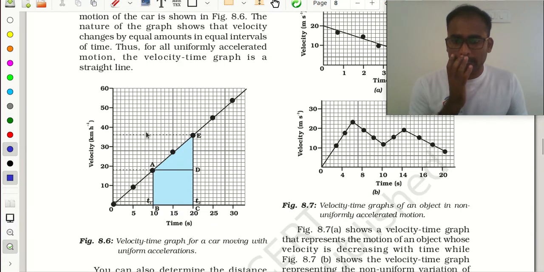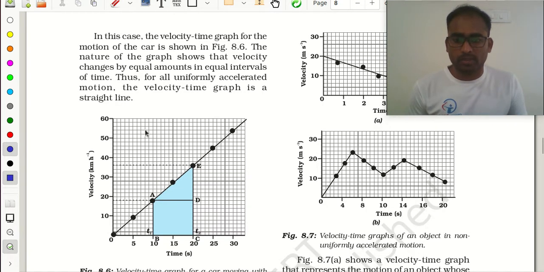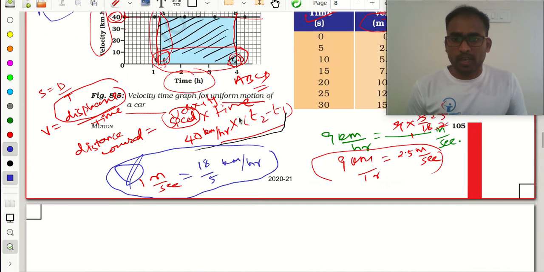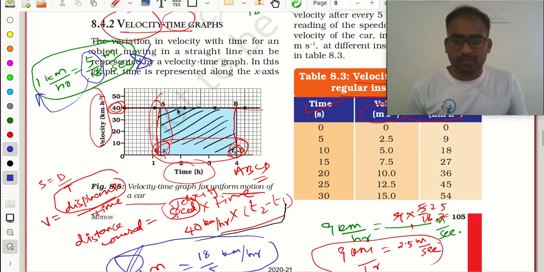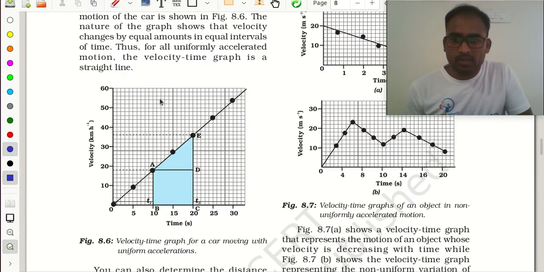So, next, here, velocity time graph for a moving car for a uniform acceleration. For a uniform, same here. Here I am having a constant velocity, same 40 km per hour. Now my velocity is also changing uniformly. What is the difference between this graph and this graph?